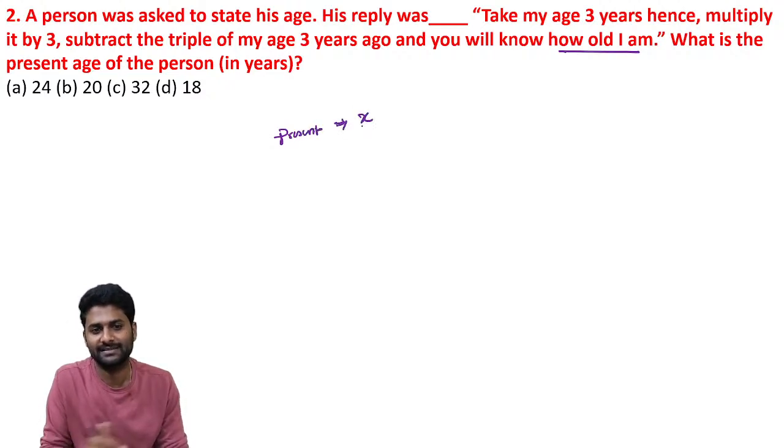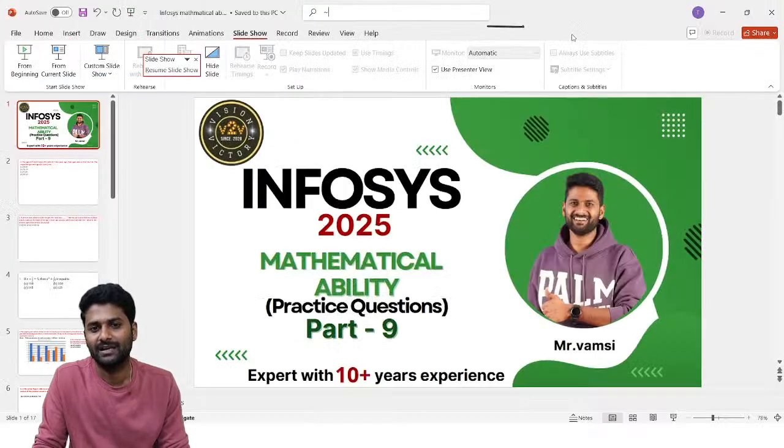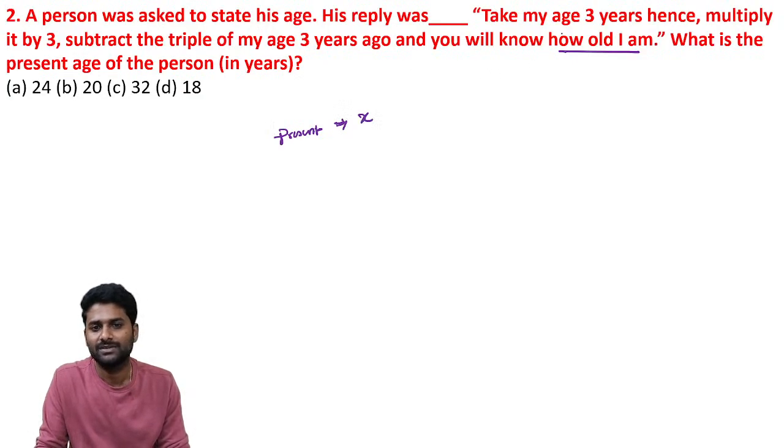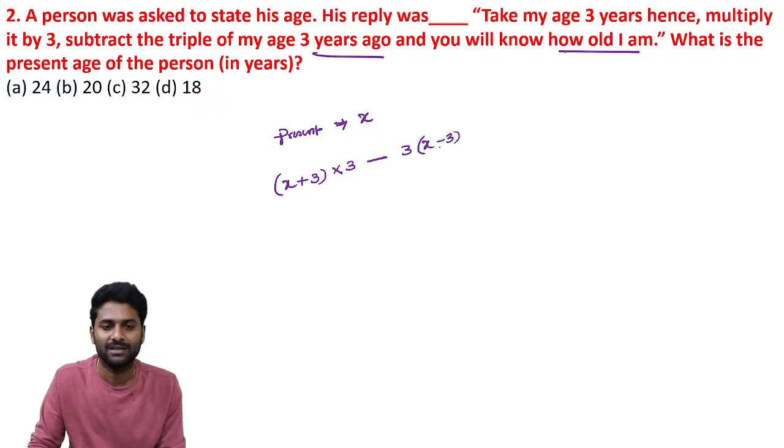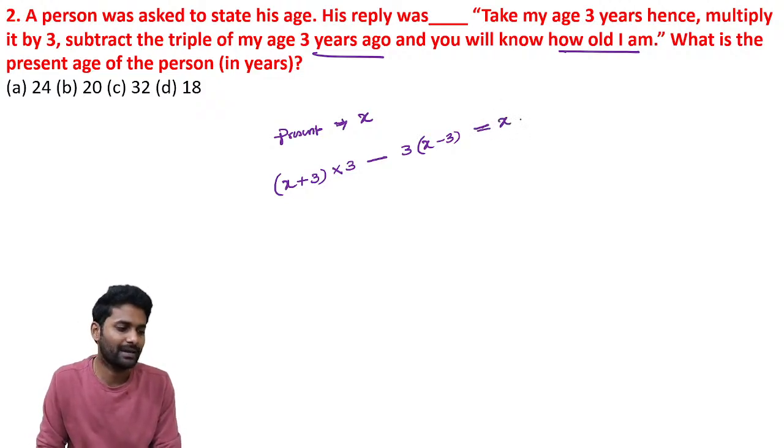Let us take it as x. Here the data says take my age 3 years hence. 3 years hence, the age of that person is x plus 3, and you should multiply it by 3. And subtract triple of my age 3 years ago. 3 years ago is x minus 3, and they clearly mention that it's 3 times. Then if you find the difference, you can know my age. So my age means the present age of that person, x.